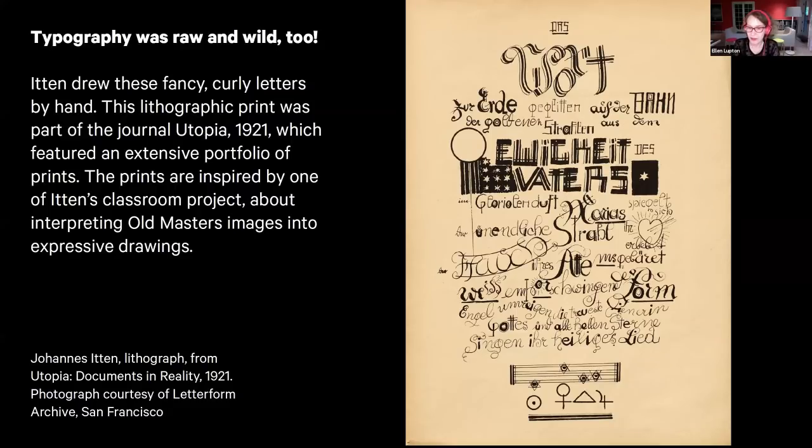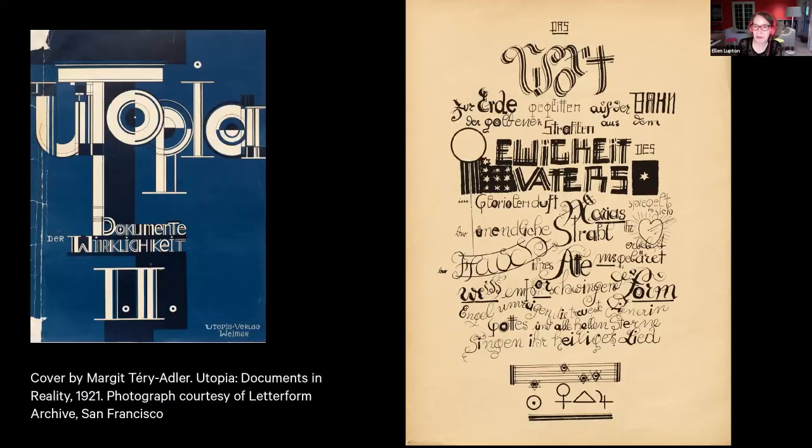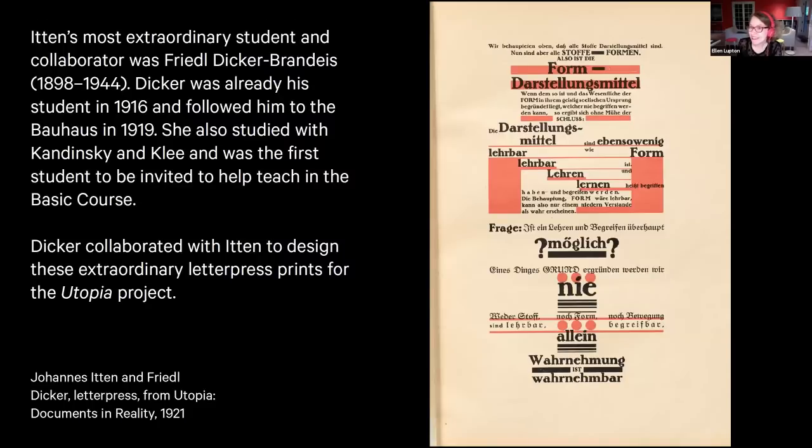This is from a portfolio of prints that Johannes Itten created with this beautiful handwritten typography. It's actually not typography, it's handwriting, it's lettering. And this was printed lithographically, which is a type of printing that really accommodates using your hands, not using fonts, okay? In that same portfolio of prints, which was called Utopia, there was also a series of letterpress prints. And these are made with fonts. These are made on a letterpress printing machine.